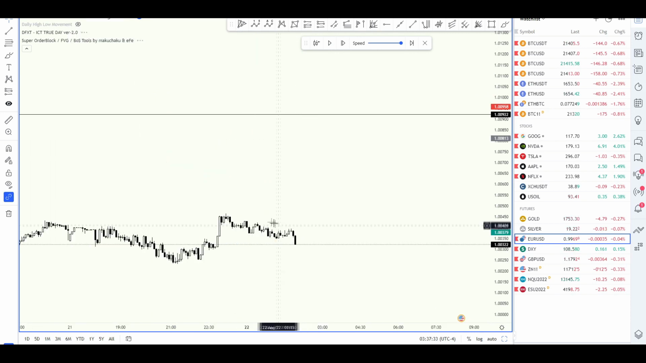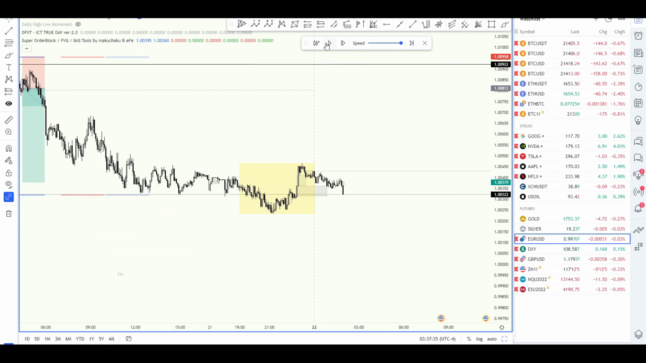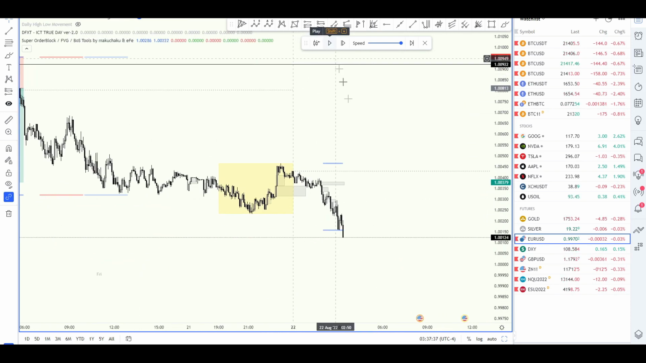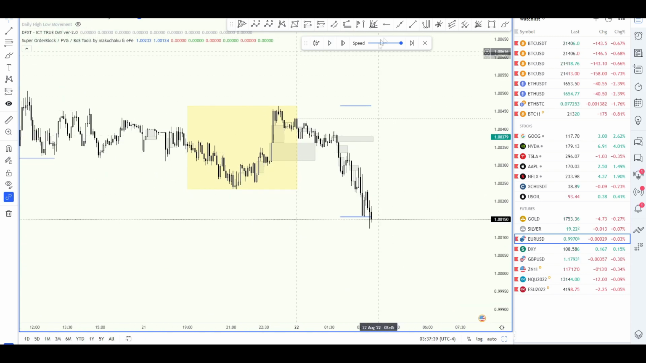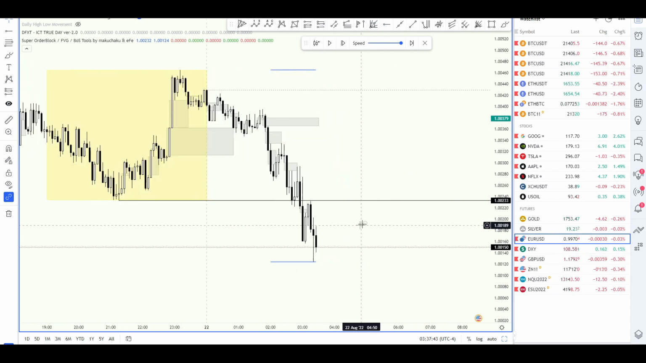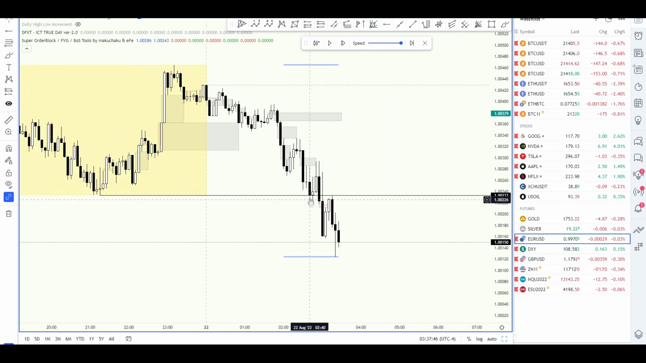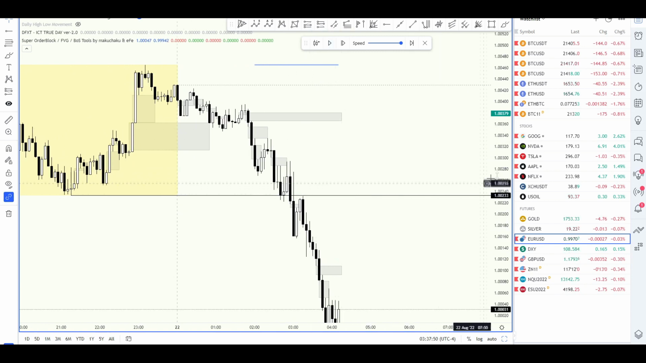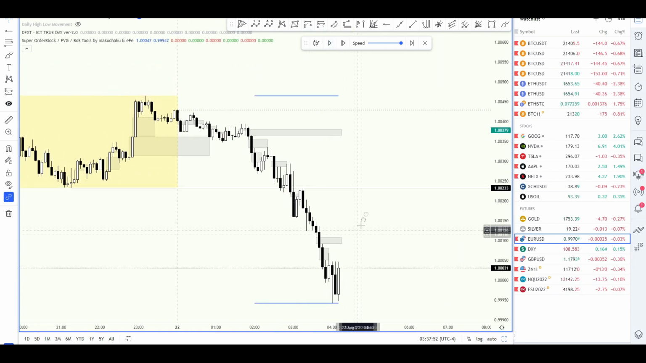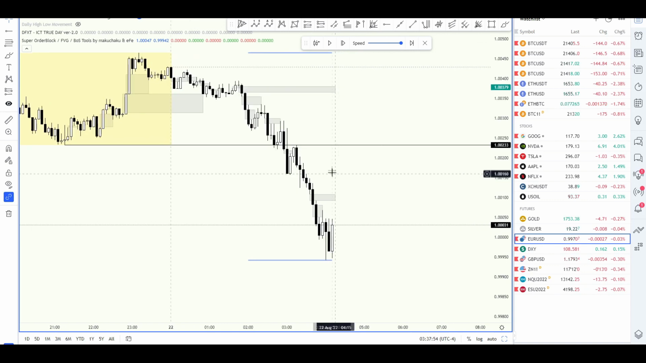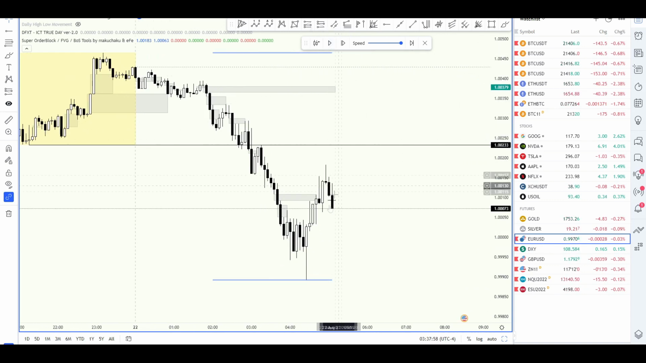Asian session created. Liquidity is not taken yet. Liquidity is taken. Let's mark it like that. And let's see if we have any market structure change. As you can see, we don't yet. So we have this high, it must be broken for a market structure change. And what do we have here?